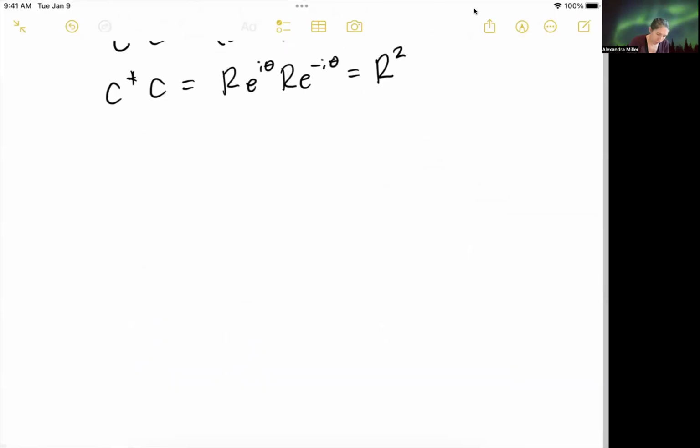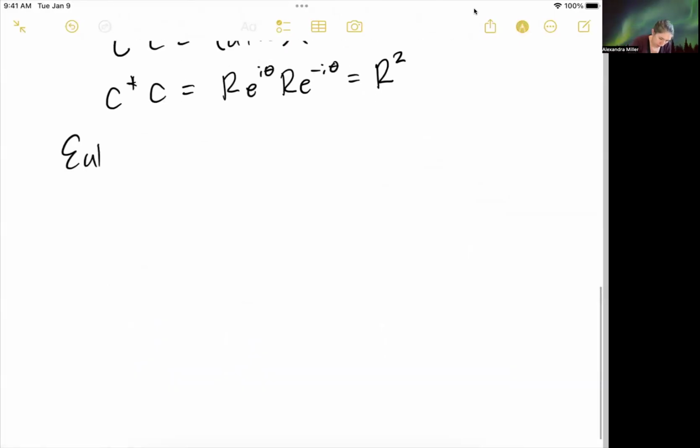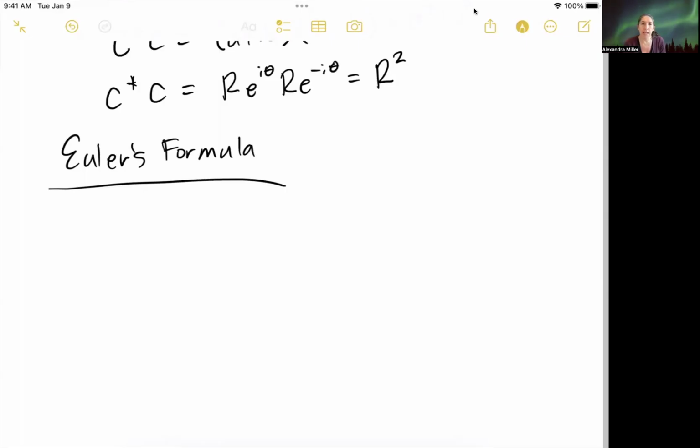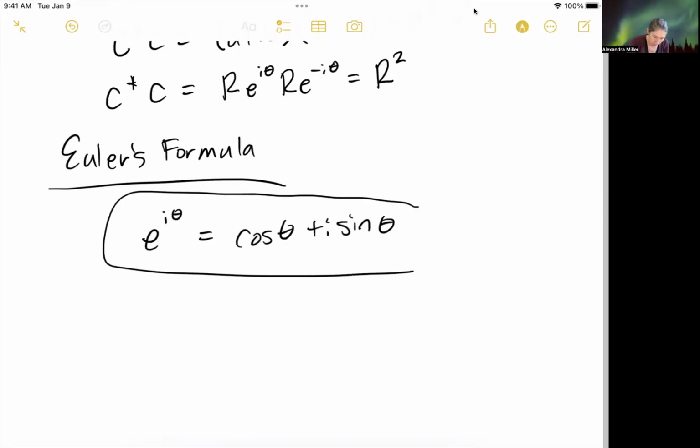There's a very important formula called Euler's formula that we will use a lot. And actually, it'll help us to relate our polar form of complex numbers to our other form where we just have a real part plus an imaginary part. So Euler's formula says e to the i theta equals cosine theta plus i sine theta. I'm not proving this formula. You can look up all sorts of things about it. I'm just going to tell you this formula, and we're going to use it all the time.